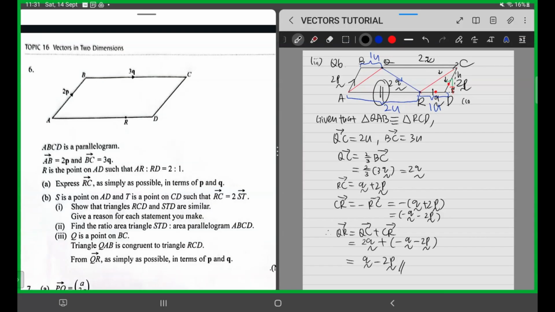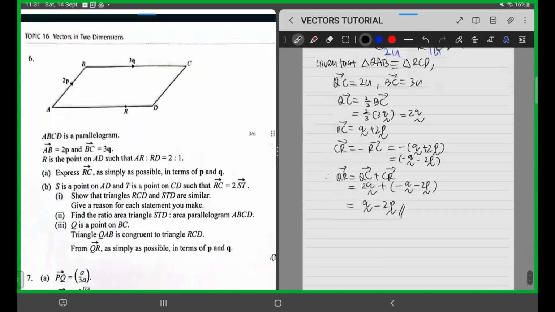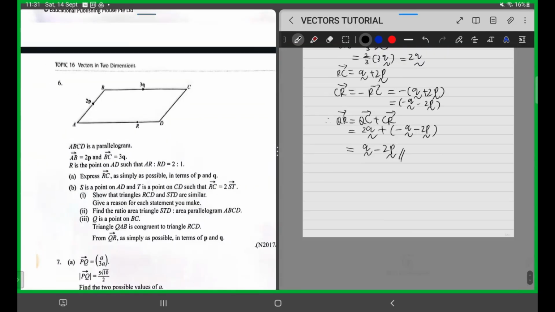The reason why the question tells you that QAB and RCD are congruent, right, is because they want you to derive that your length of QC is the same as your length of AR. In fact, if you notice, right, QCRA is a parallelogram. It's just a parallelogram because AQ and RC are congruent to each other, as in they are parallel to each other. Yeah, so that's it for question 6. Okay, next, question 7.